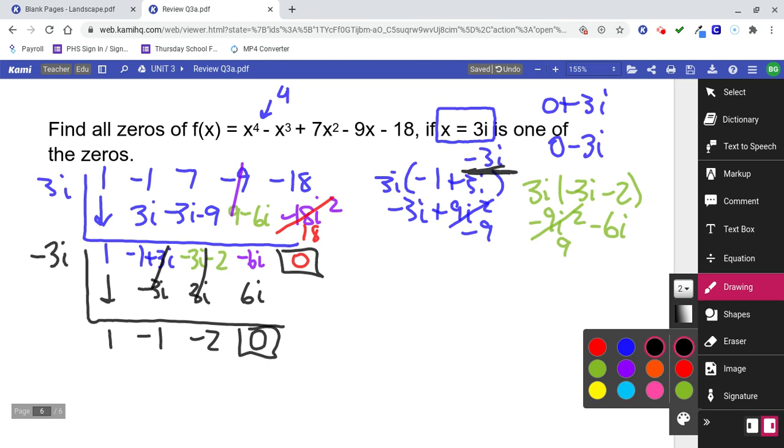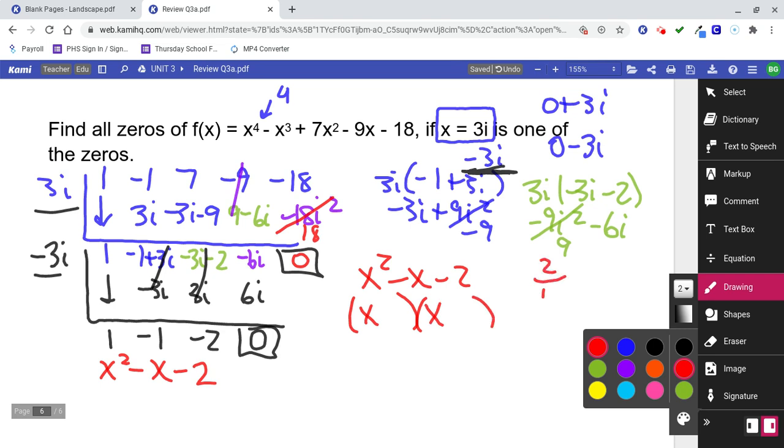Okay, so I've got 2 zeros. I knew there were 2 zeros, 3i and negative 3i. But what I have done here is broken down the problem into something that I should be able to factor. X squared minus x minus 2. Hopefully I can factor that. Two numbers multiply to 2 and add up to negative 1. Well, yeah, sure. If the 2 is negative, that's going to work. So x plus 1 and x minus 2 would give me zeros of negative 1 and positive 2.